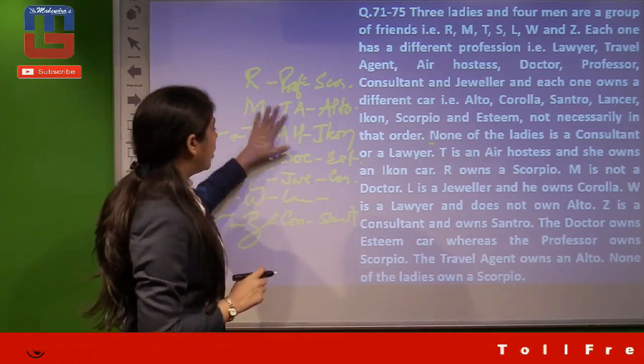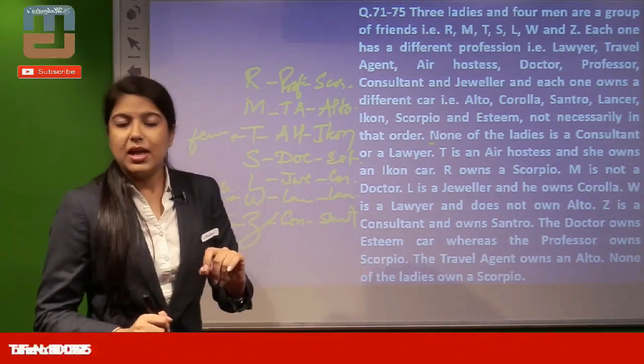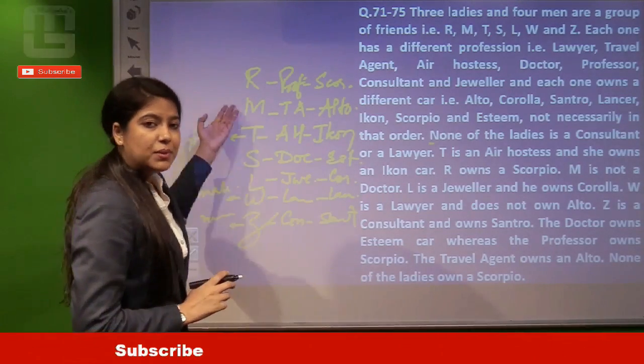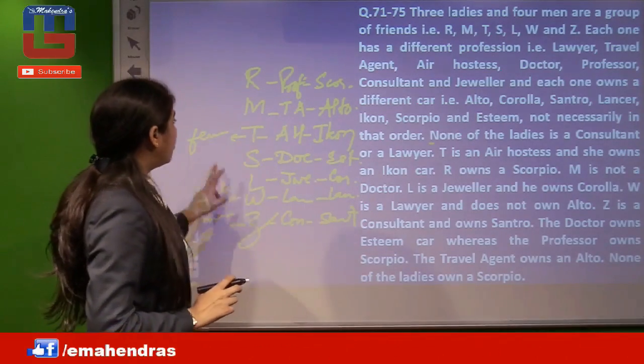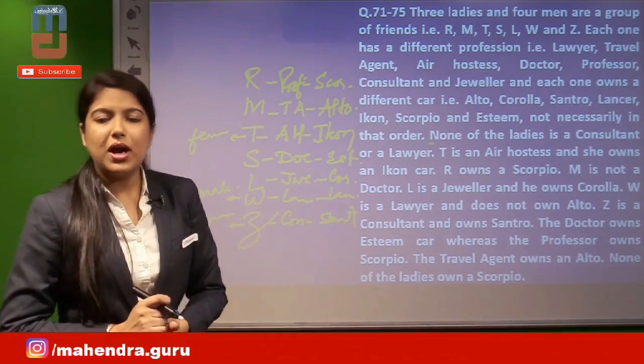Now we have got all this. The lawyer's car would definitely be Lancer. This is the particular solution for this puzzle, with the person's name, profession and their cars. Now we know T is a female, and W and Z, these two, are males.